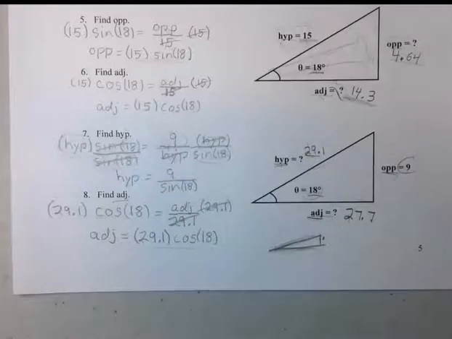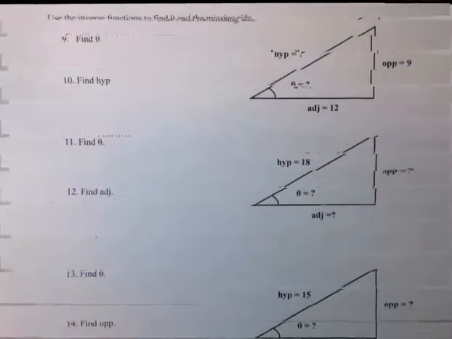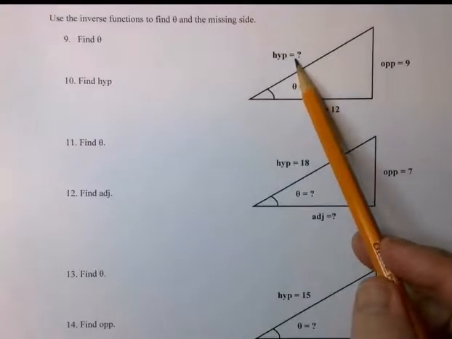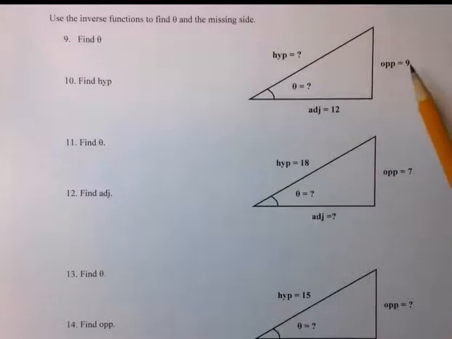Now we're going to move on, and we're going to do some where you're going in the other direction. I'm going to give you two sides, and you figure out the angle, and then you figure out the missing side. Okay, so here we go. Use the inverse functions to find theta and the missing side. Well, one comment about this, to find the missing side, you don't even need to use trigonometry. You could use the Pythagorean Theorem. 12 squared plus 9 squared, you add those two numbers together, you take the square root, and that would be the hypotenuse. But we're here to practice trigonometry, so we're going to go ahead and do it the trigonometric way.